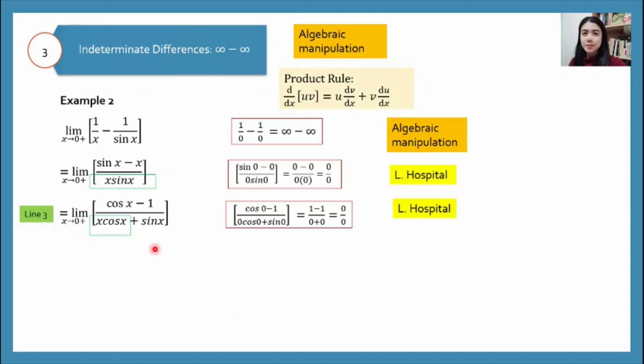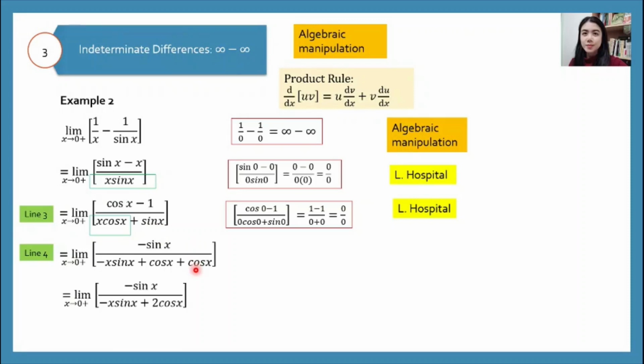Let's just apply L'Hopital's rule. So you differentiate cos, you have minus sine. You differentiate minus 1, you have 0. So this part, you're going to differentiate by using the product rule. So you have these two. And you differentiate, you have cosine. So you group these two cos together. Okay, so you have two cos.